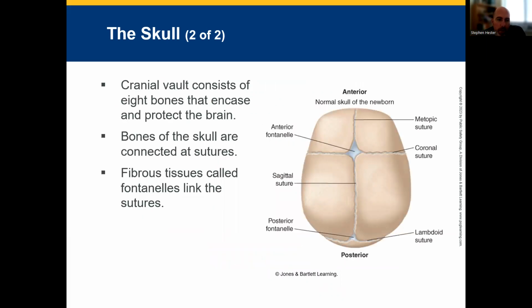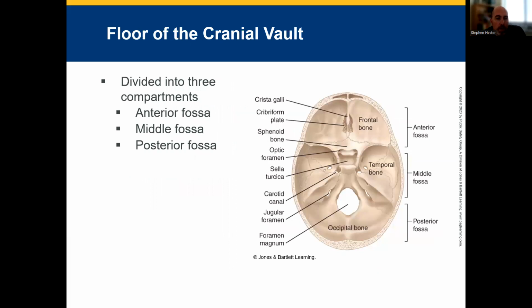Here's all of the sutures. Fontanelle, you will be familiar with it in your pediatric population. When we talk about that later, there's some different signs there, and it's going to tell you what the pediatric may be going through. All right, here's the floor of the cranium, and this is like a sagittal view of it. So if you basically just cut the top of the head off and remove the brain itself.